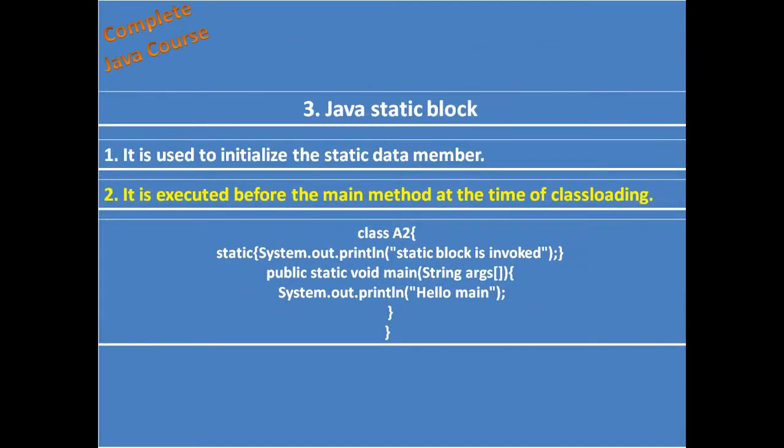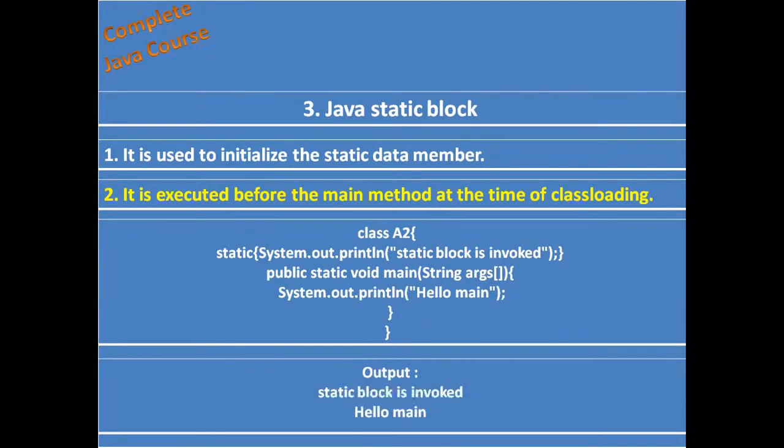Example: suppose you have a class and in that class you define a static block and you run the program. So you will get the output. First it will execute the static block, then it will execute the main method. Okay, let me show you.